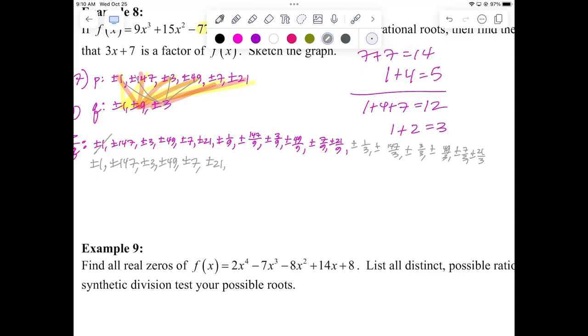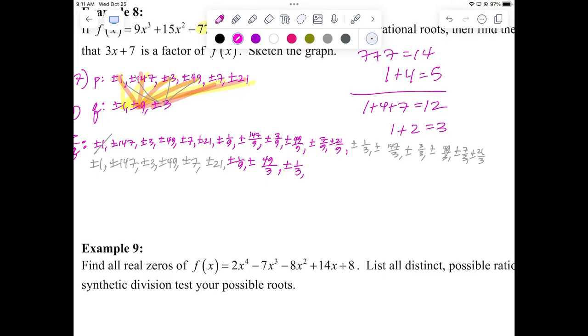Okay, now we get into the fractions. Plus or minus 1/9 looks good. Plus or minus, and if I simplify this, how many times does 3 go into 147? 3 goes into 14 4 times with 2 left over, so that's 49 over 3, 49 thirds. Everyone agree? Okay. And then plus or minus 3/9, that's plus or minus 1/3.